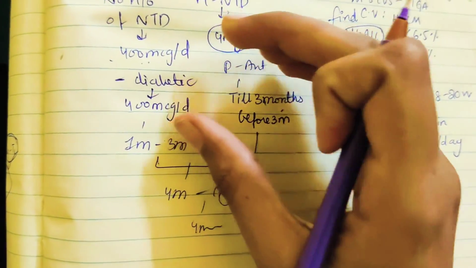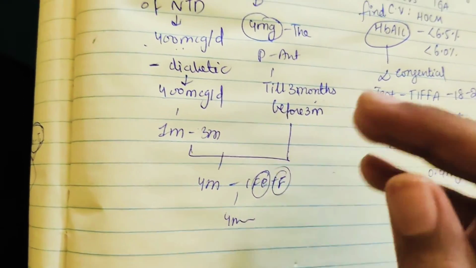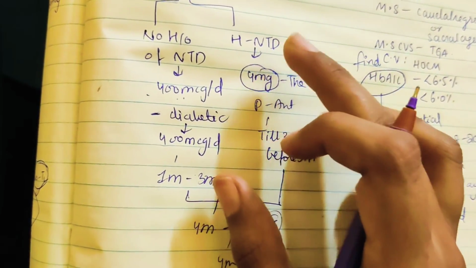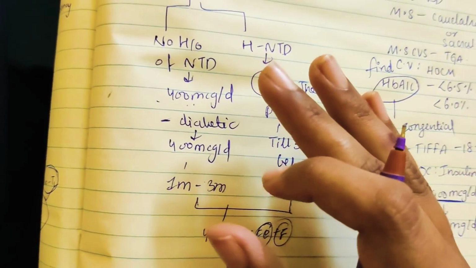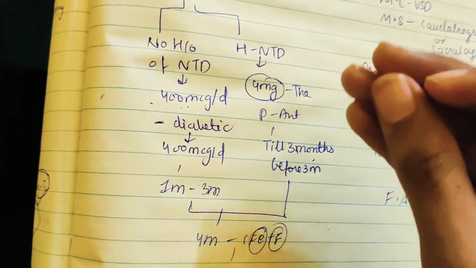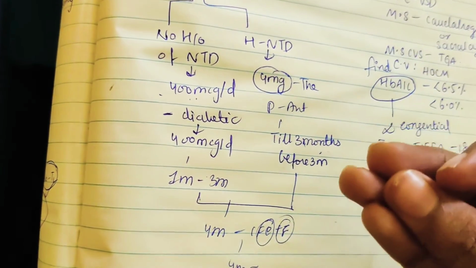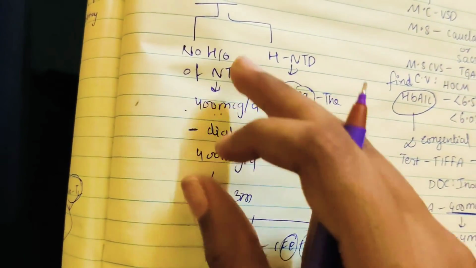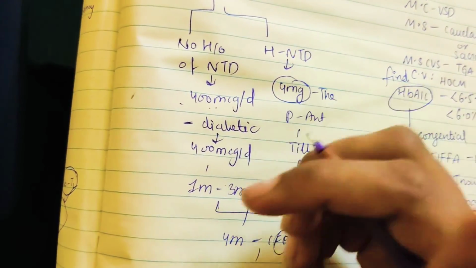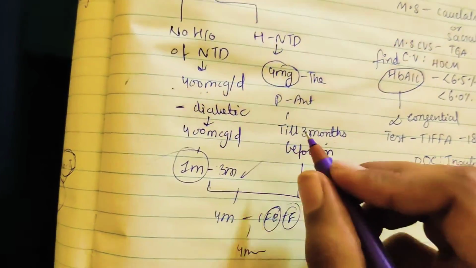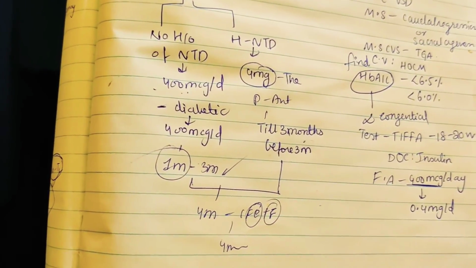So till 3 months we are giving only folic acid, but from the 4th month we are adding iron again. But remember, in patients who already have a history of neural tube defects, we give folic acid, that is 4 milligrams, from 3 months before pregnancy and also after 3 months. And if there is no history of neural tube defects, we start this folic acid 1 month before pregnancy till 3 months. Okay, so by this we completed part 1. Next we'll start part 2 of diabetes in pregnancy.